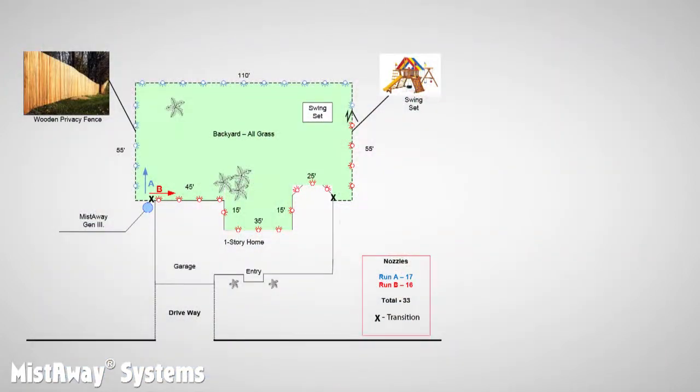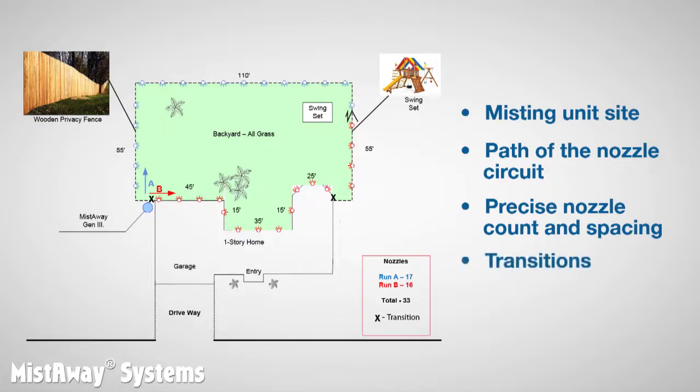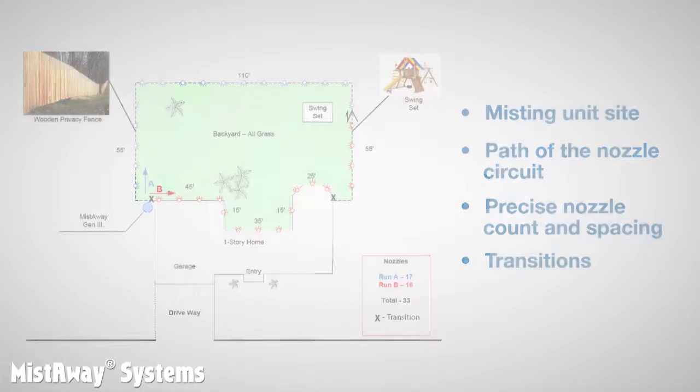The drawing you produce should consolidate your design decisions and depict where you'll place the misting unit, the path of the nozzle circuit, including the length and diameter of tubing you plan to use, a precise count of the nozzles on each run and their spacing, normally 10 feet apart but 8 feet apart if the area requires extra treatment, and transitions between installation surfaces. Now that the drawing is complete, let's move to the final step in our process.